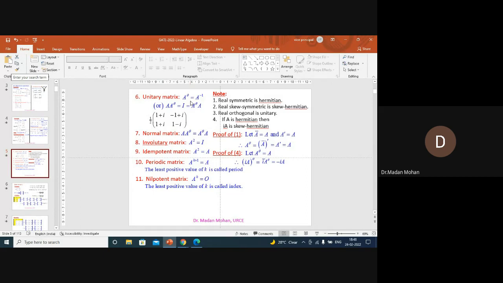Previously, A transpose equal to A is symmetric. A transpose equal to minus A is skew symmetric. A transpose equal to A inverse is orthogonal. The same here: Hermitian, skew Hermitian, unitary.